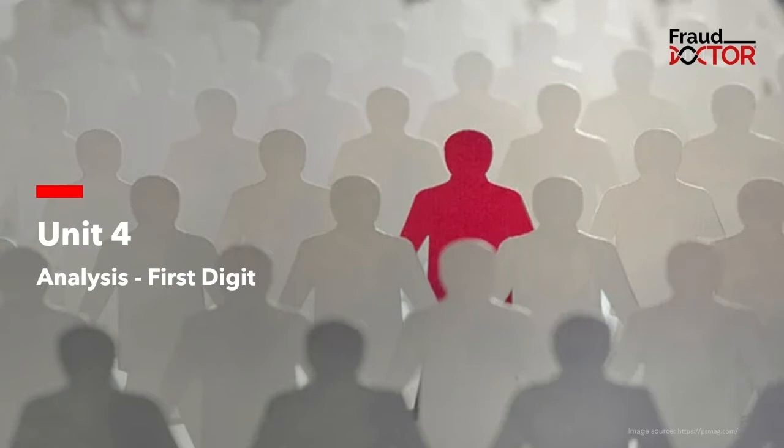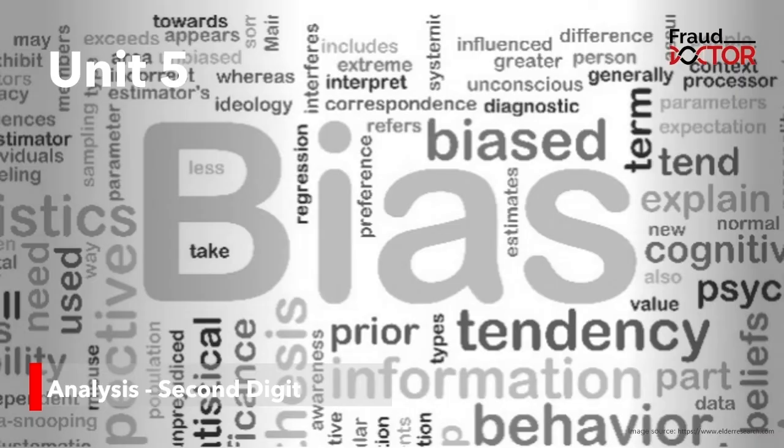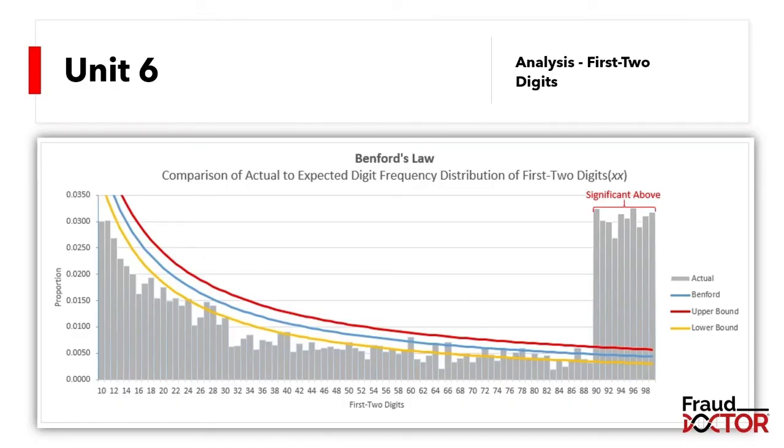In Unit 4, you will learn about the first digit test for overall conformity to Benford's law. In Unit 5, you will learn about the second digit test for biases in the dataset. In Unit 6, you will learn about the first two-digit test to identify transactions that deviate significantly from Benford's law.